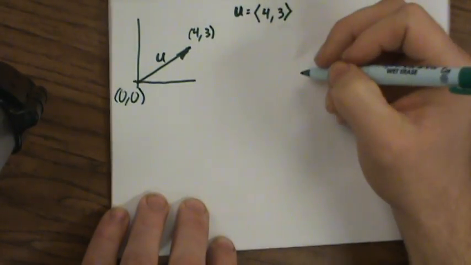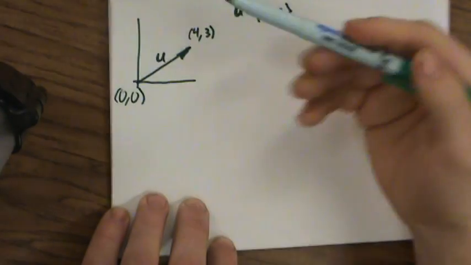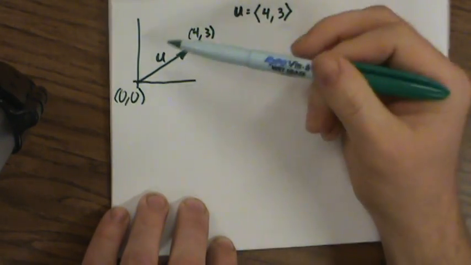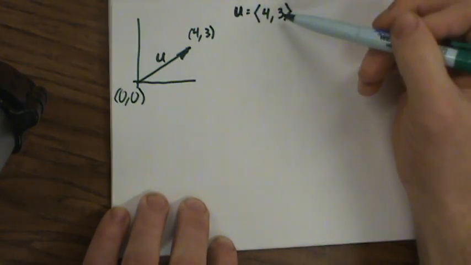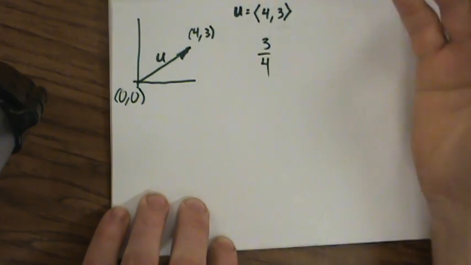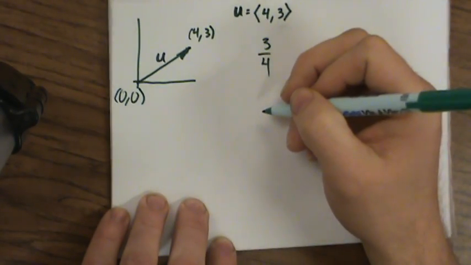Well, one of the things is that it makes finding the direction really easy. Because what is going to be the slope of this line? Well, it's going to be up 3 and over 4. That's going to be true of anything that I tell you in component form. It's just going to be the y value over the x value. So 3 over 4, I'm done. Direction is done. Okay. Now let's talk about the magnitude.